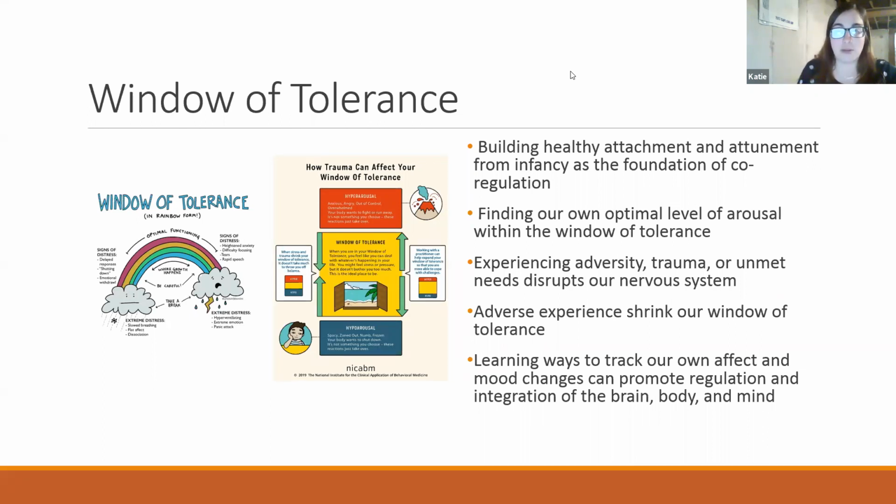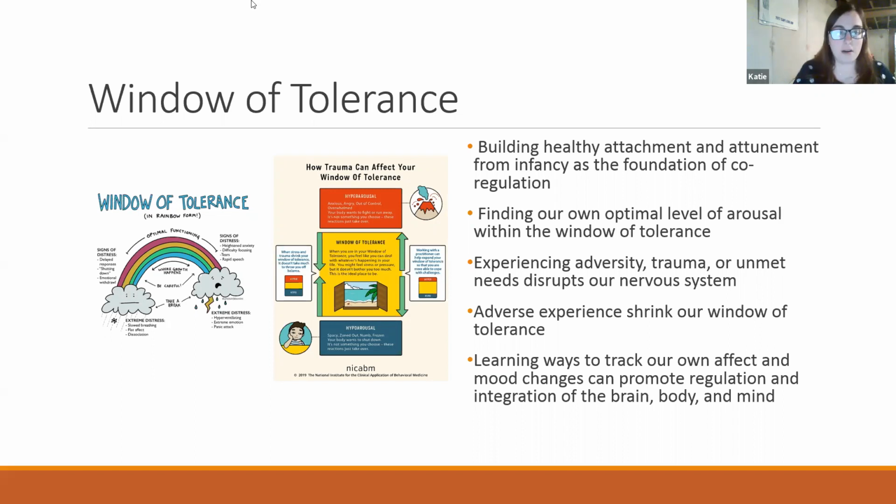Now, because the disrupted attachment is there, it doesn't mean that kids can't attain all these skills. It just makes it a little bit more difficult in having them understand what their body is telling them, because of the trauma and the abuse that happened at that very foundational stage.